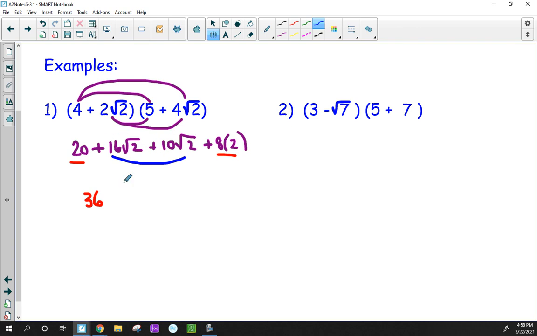We're adding 16 plus 10. 16 plus 10 is 26. So there's 26 of those terms left. 26 square roots of 2. We can't add a whole number to a radical, so this is my best answer. 36 plus 26 square root of 2.